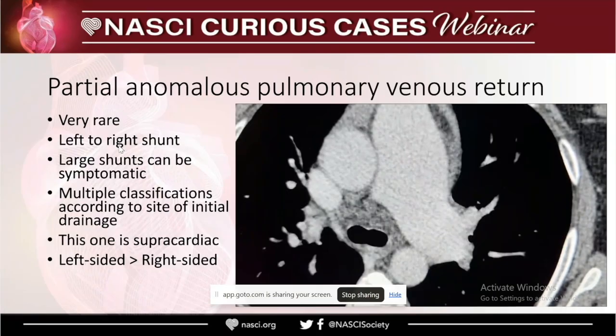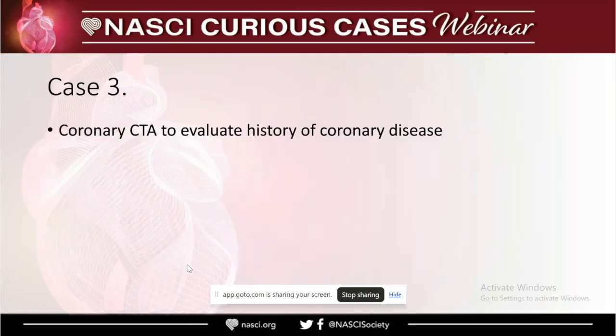Now, the biggest problem with that is that if it's a large vein draining into the left brachiocephalic vein, it can be symptomatic because it can cause volume overload on the right heart. We have a few classifications according to the site of initial drainage. And this one is usually subcardiac because it drains into a vein and not into the heart itself. Usually, it's more common when it comes from the left side rather than the right side. This is generally about this entity. Let's go to the next case.